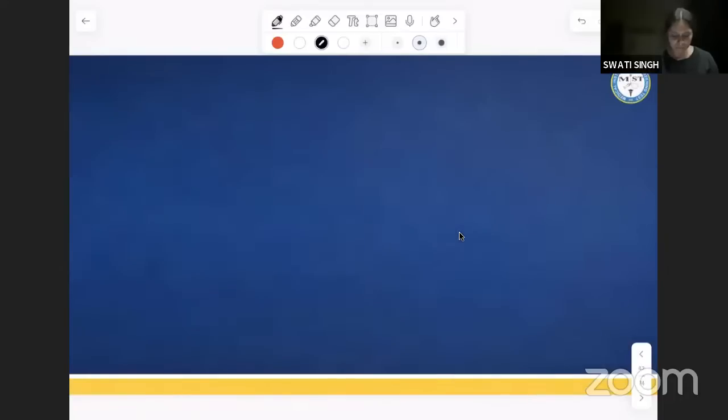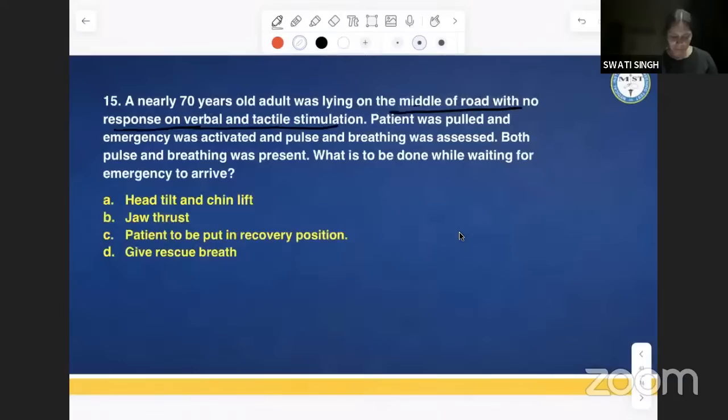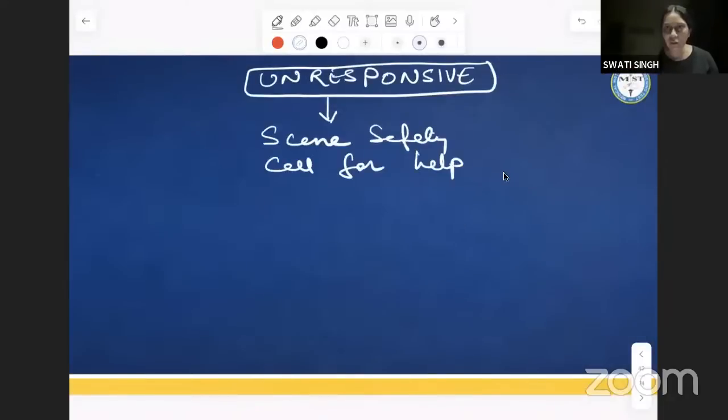So the patient was unresponsive. When a patient is unresponsive, what do we do? We do a scene safety. We first see the scene should be safe. So it was the middle of the road. Then call for help. After call for help, we assess pulse and breathing.